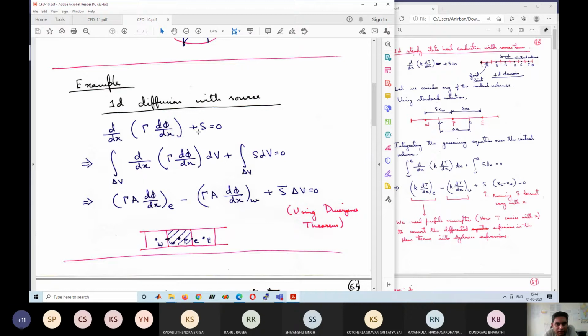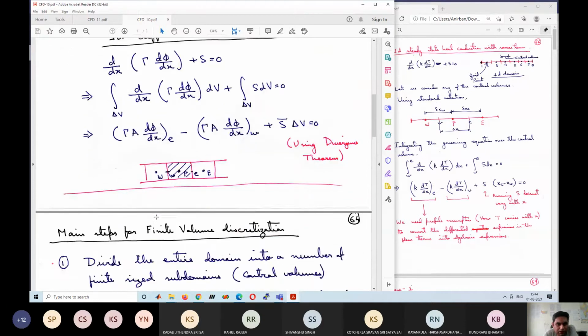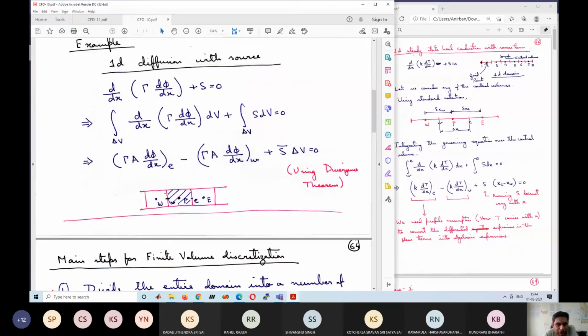Anyway, this is the form of the diffusion equation in 1D, and we have another term which is the source term. So in the finite volume formulation, what do we do? Say we have a 1D domain, typically denoted like this. We have a domain which is divided into multiple control volumes. All these are 1D control volumes.